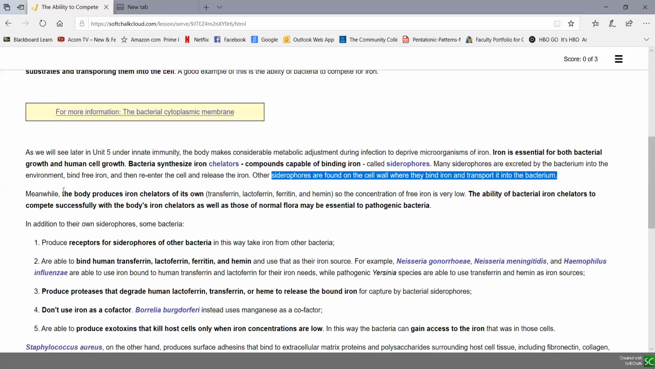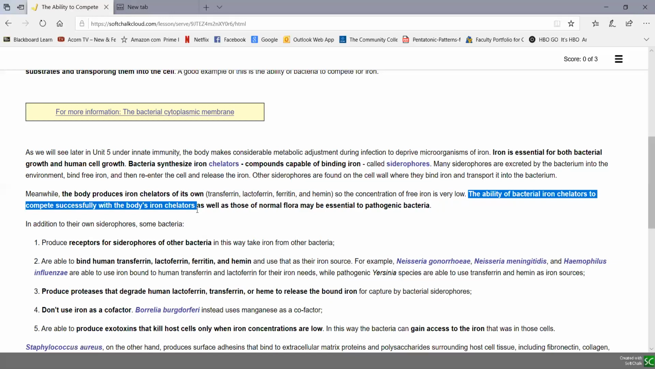Meanwhile, the body's producing its own iron chelators to trap iron for use by human cells. And we have a number of iron chelators that we produce, including transferrin, lactoferrin, ferritin, and hemin. So the ability of the bacterial iron chelators to compete successfully with the body's iron chelators, as well as those of microbiota or normal flora, is essential to pathogenicity.